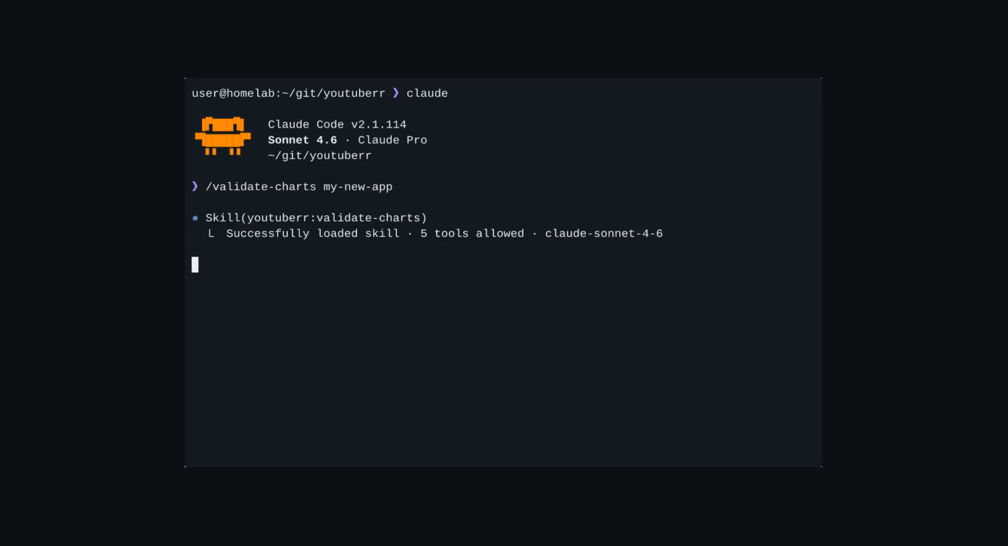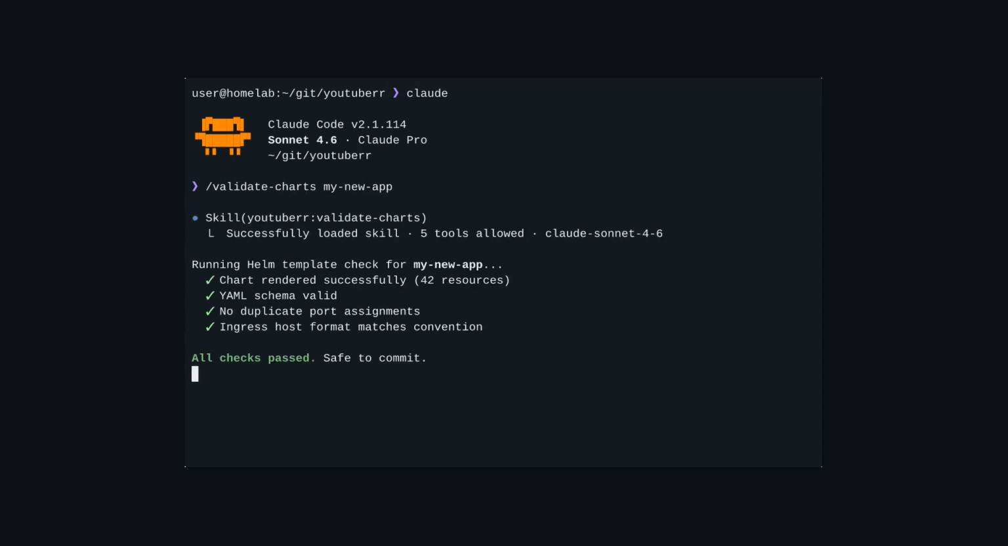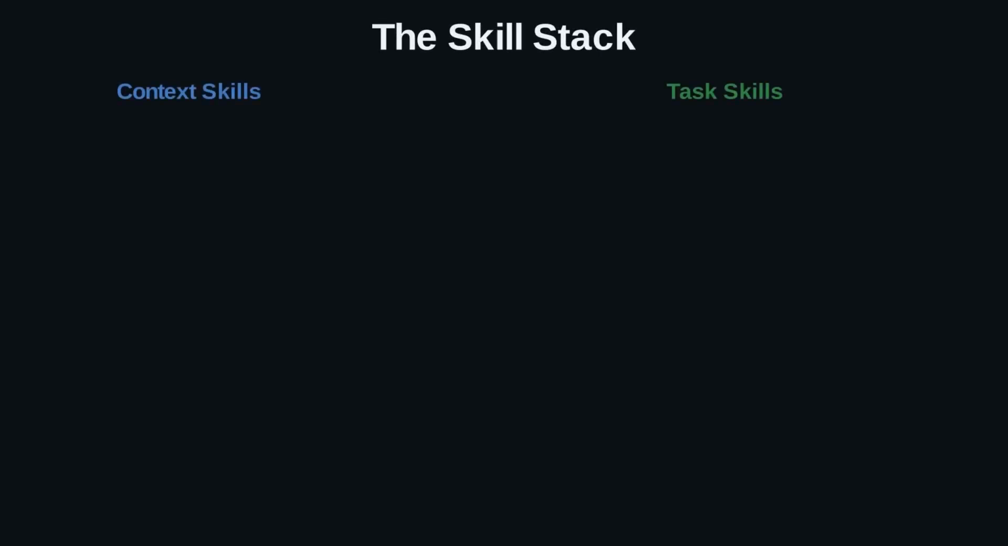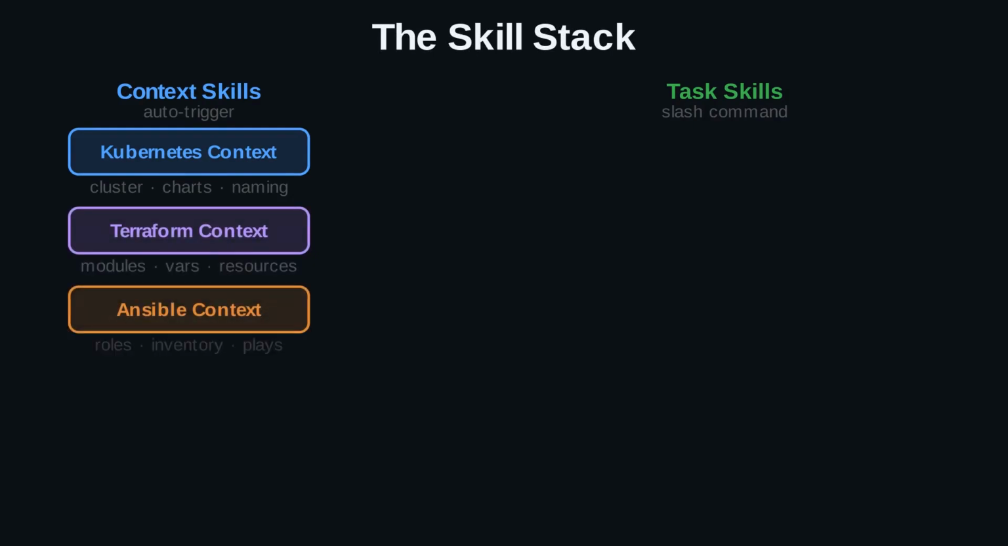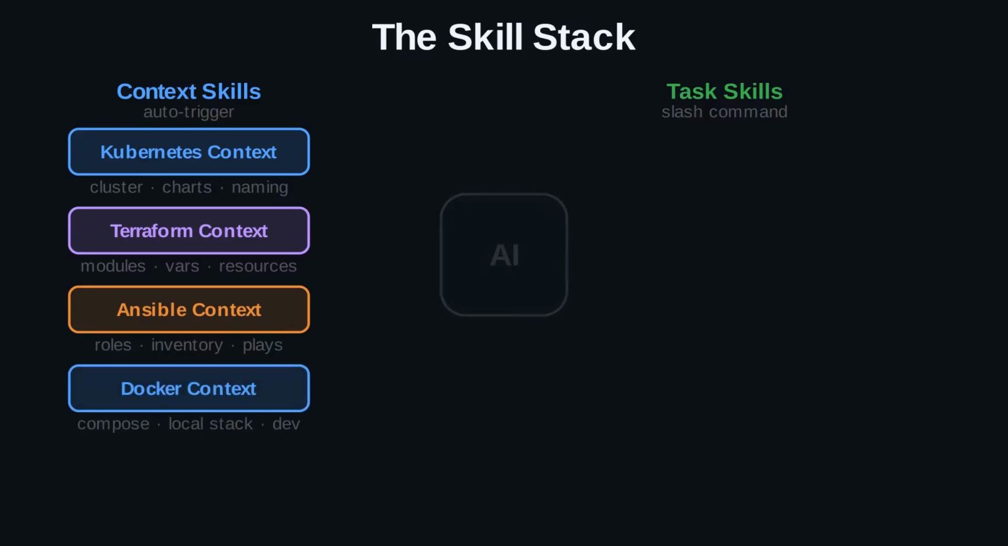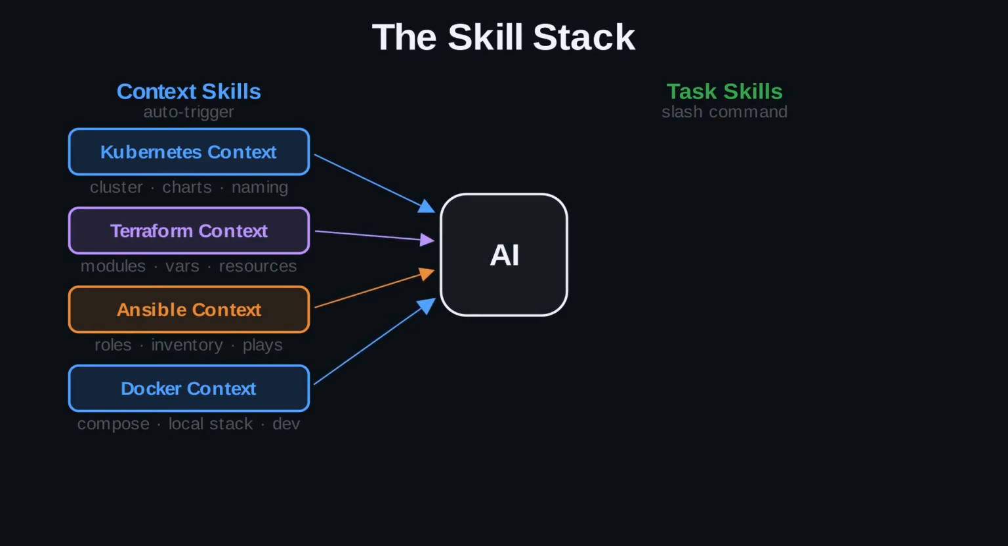Let me show you what it looks like in practice. I'm going to validate a Helm chart after adding a new service. Here's everything in my current stack. Context skills for each infrastructure layer: Kubernetes, Terraform, Ansible, and my local Docker dev environment. These fire automatically and require no maintenance beyond keeping them current when the architecture changes, which Claude will do automatically, because we've configured it to do so.